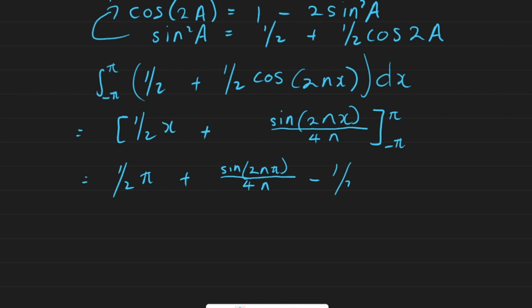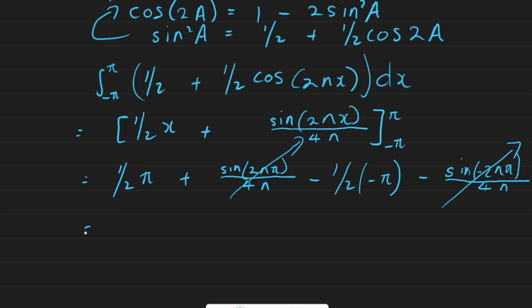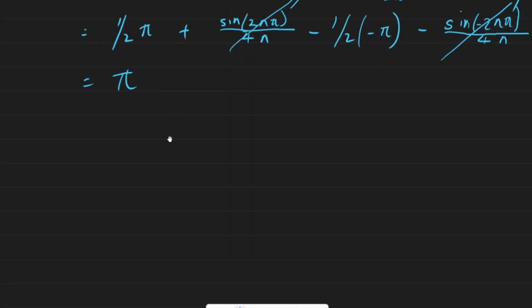minus half into minus pi, minus sine of minus 2n pi, so that's a minus here, that's minus 2n pi divided by 4n. As was the case previously, sine of 2 pi is 0. So we have half pi plus half pi, which is just pi. Okay, so we can proceed.